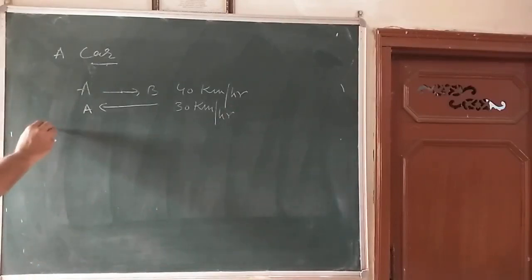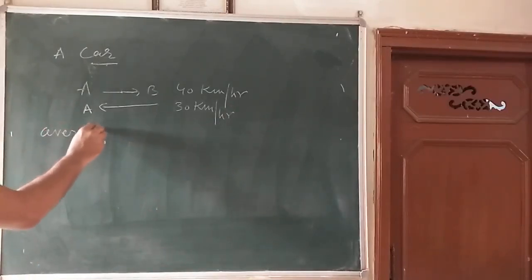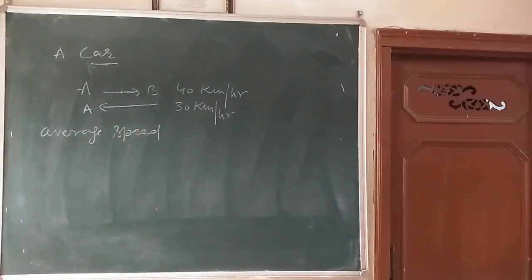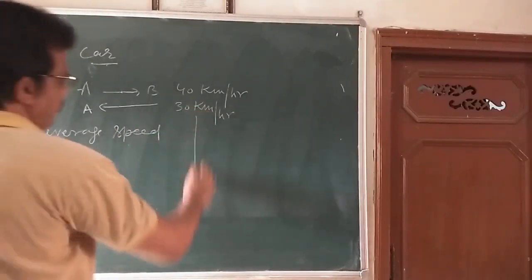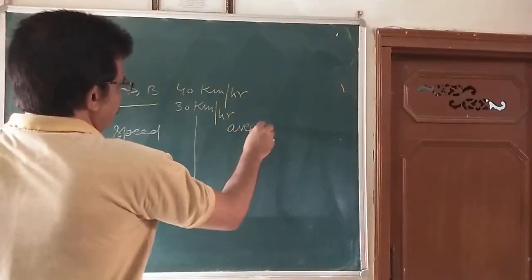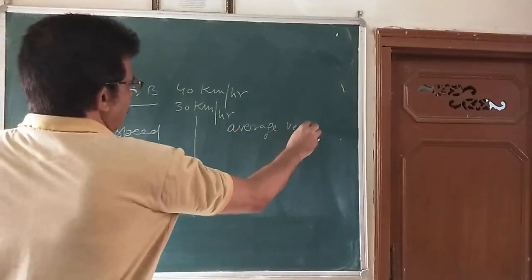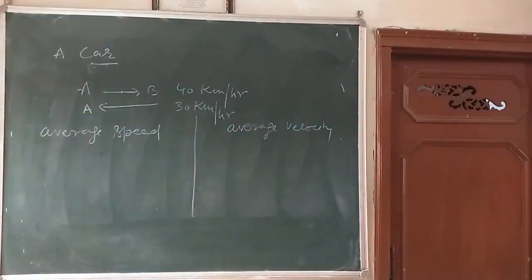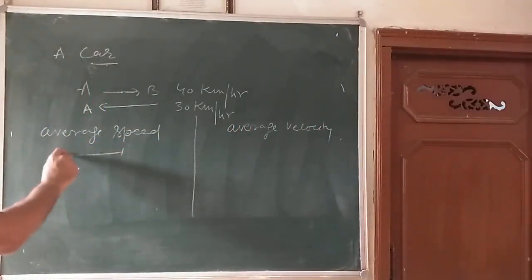What is the average speed for the whole journey? And what is the average velocity? First, average speed. Suppose the distance in between A and B is S.